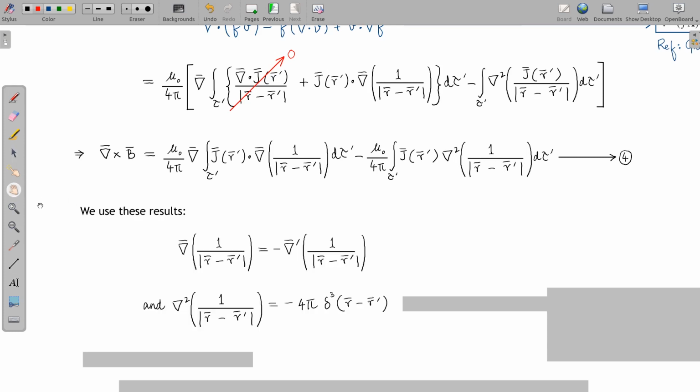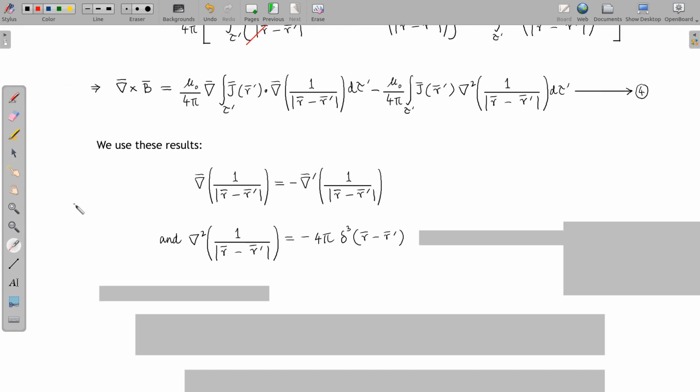Now we are going to use two results. The first result is very straightforward. The gradient of 1 by modulus r minus r prime is equal to minus the gradient nabla prime of 1 by modulus r minus r prime. What is the difference between these gradients? In one we differentiate with respect to r, in the other with respect to r prime, and because r prime has a minus sign, when I make this transition an extra minus sign comes. So I replace nabla with nabla prime, which gives an additional minus sign.